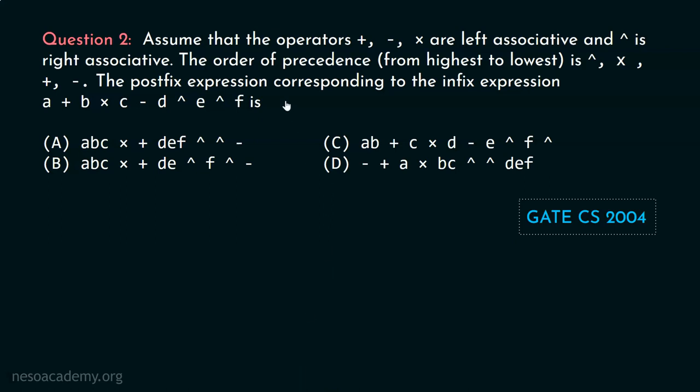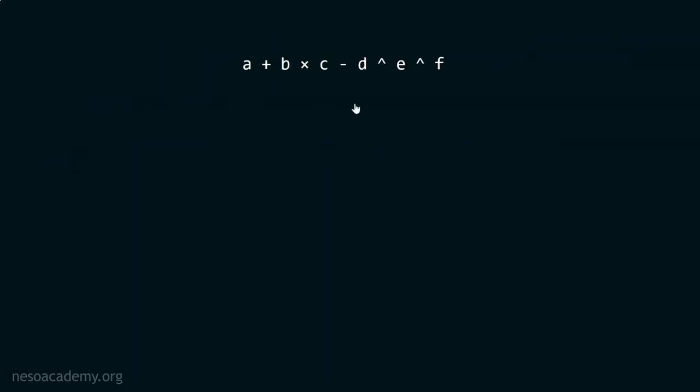I hope you're done. Okay, let's move on to the solution. We have assumed that these are all the operators we are available with, and these operators are left associative. These three operators are left associative. There are a total of 4 operators where plus, minus, multiply are left associative and power, this exponentiation operator, is right associative. This is very important. Now we have this infix expression and we have to convert this to its equivalent postfix expression, right? So let's do this.